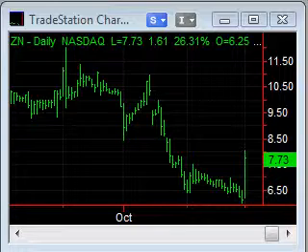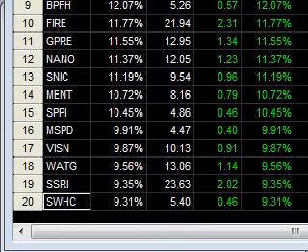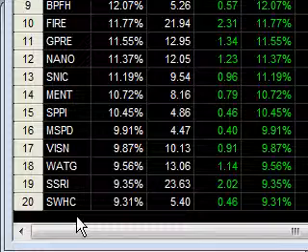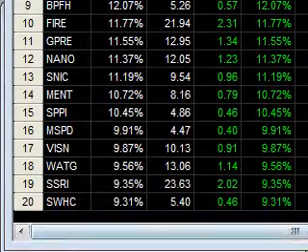Let me show you another example. Here's a stock that was in the list, SWHC. That is Smith & Wesson, something that Dan Kofol would probably like to watch. Smith & Wesson, a nice little move of 9% all in one day. Let's take a look at the chart.